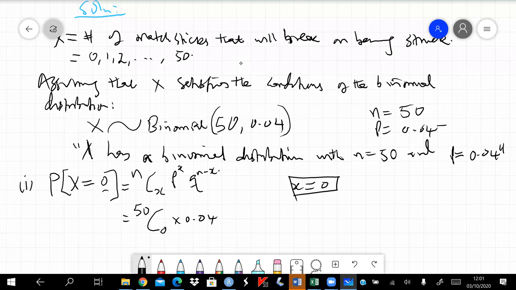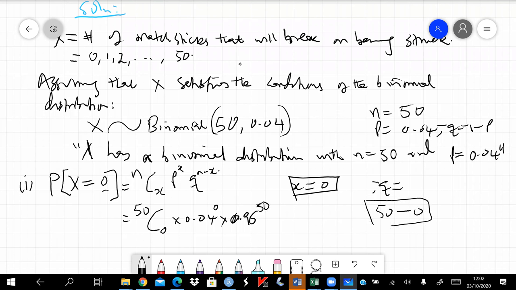Multiply by p to the power zero, times q. Once you know p, you know q is one minus p, so q is 0.96. The power of q is N minus X. Our N is 50 and our X is zero, so the power is 50. When you add the two powers, you must always get N.